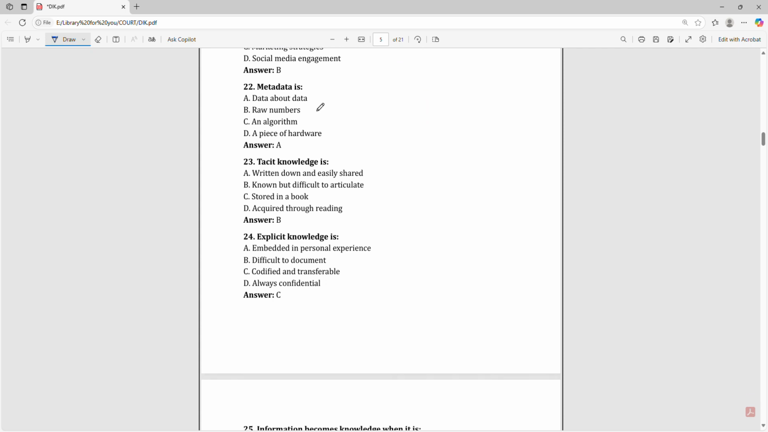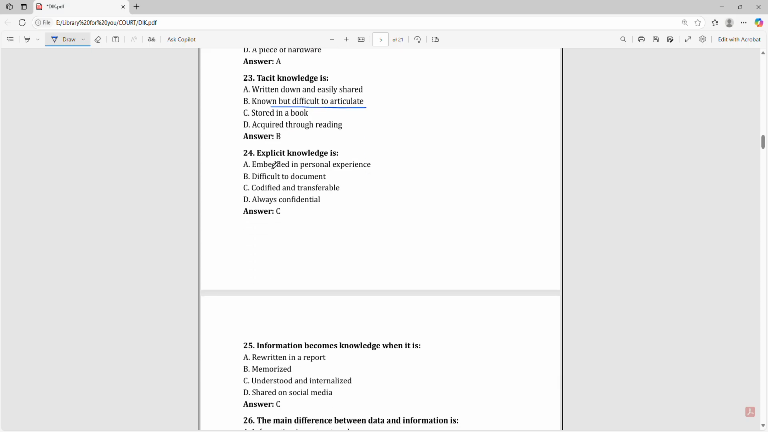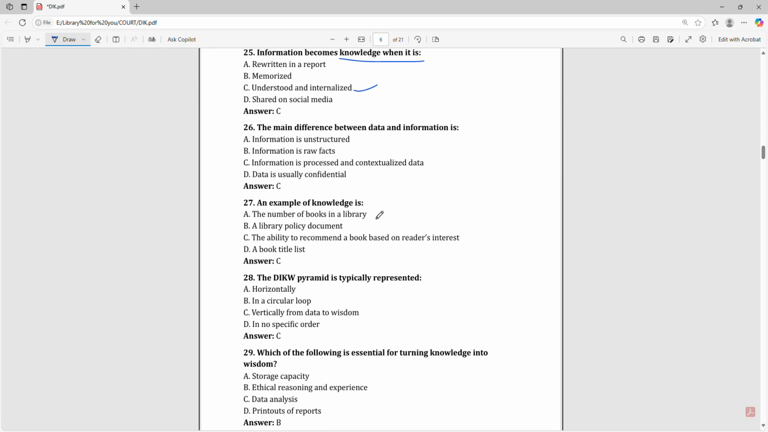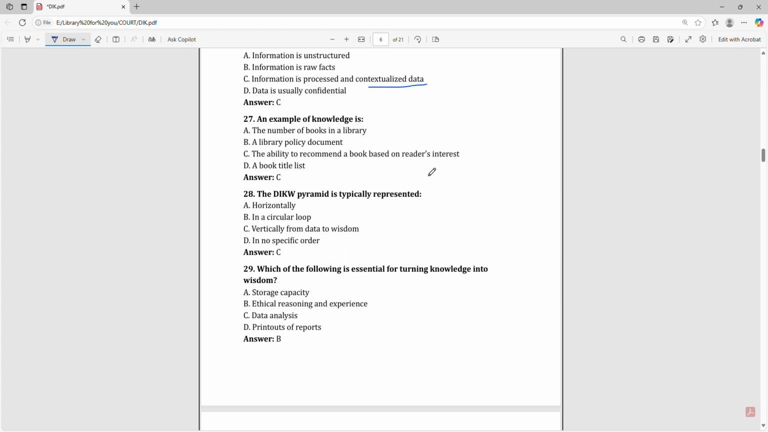Metadata is data about data. Tacit knowledge is known but difficult to articulate. Explicit knowledge is codified and transferable. Information becomes knowledge when it is understood and internalized. The main difference between data and information is processed and contextualized data. An example of knowledge is the ability to recommend a book based on readers' interest.